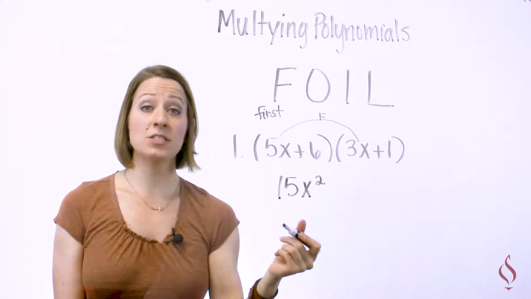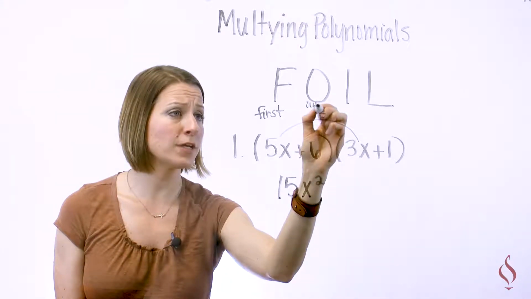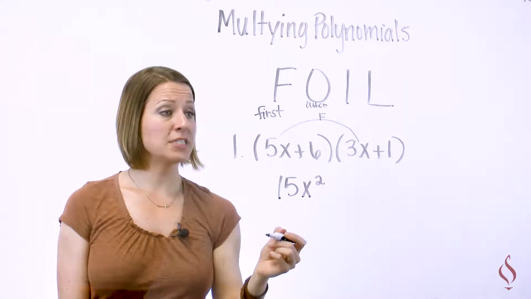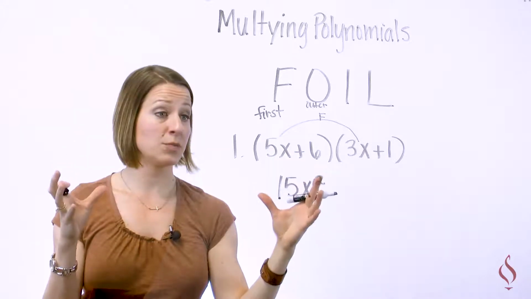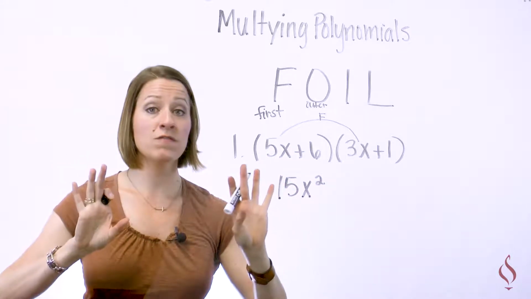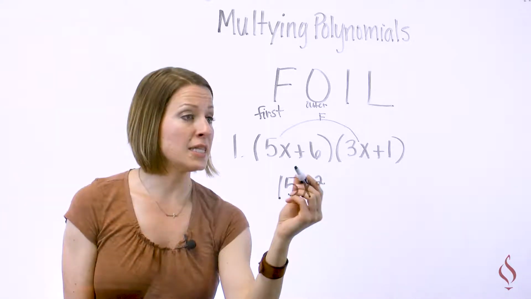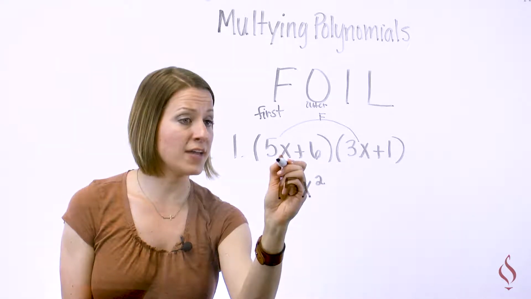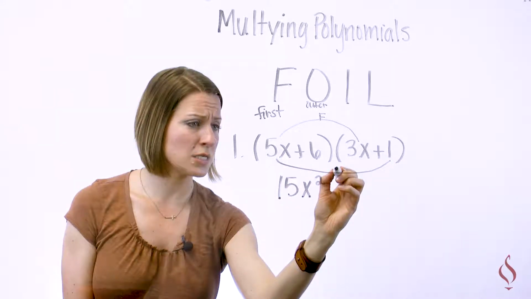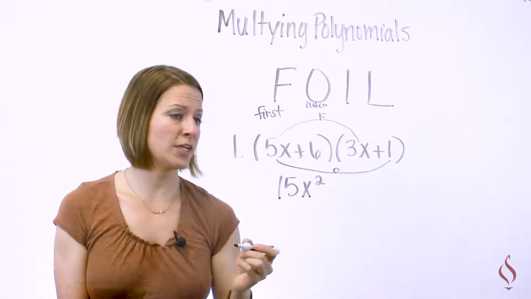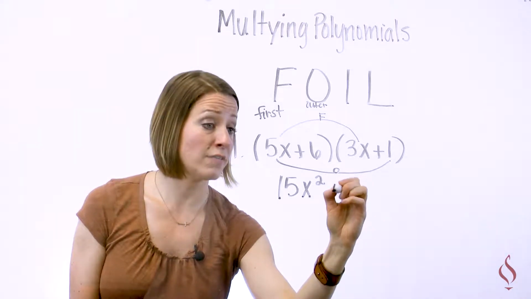The O represents the outside or the outer numbers, so I'm going to squeeze that word up there, outer. That represents, when you're looking at both sets of parentheses, the numbers on the far outside of the entire problem. In this one, it is this 5x and the 1, so I'm going to put an O right there. 5x times 1 is 5x.